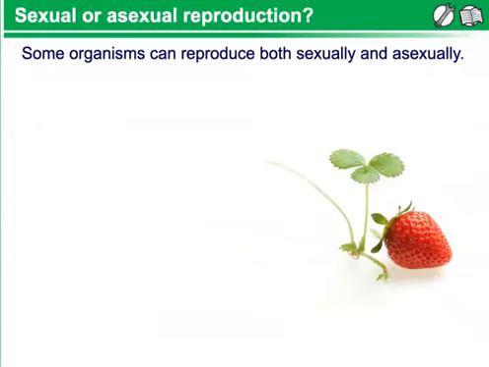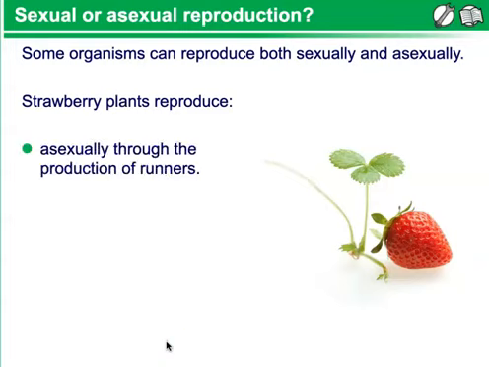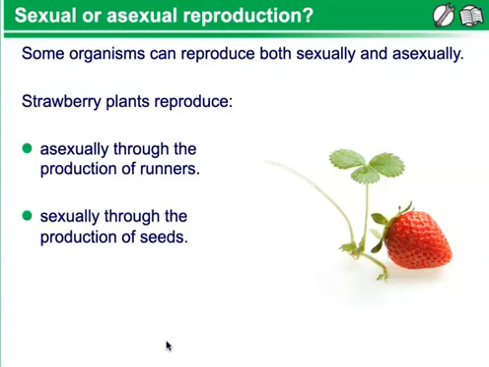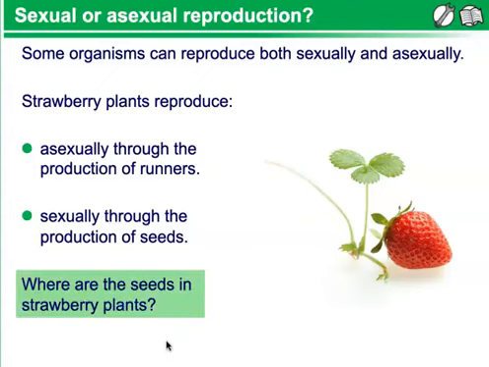Sexual or asexual reproduction. Some organisms can reproduce both sexually and asexually. Strawberry plants, for example, reproduce asexually through the production of runners. They also reproduce sexually through the production of seeds. If we're looking at a strawberry, where might we find the seeds on a strawberry plant? We find the seeds on the fruiting portion of the plant.